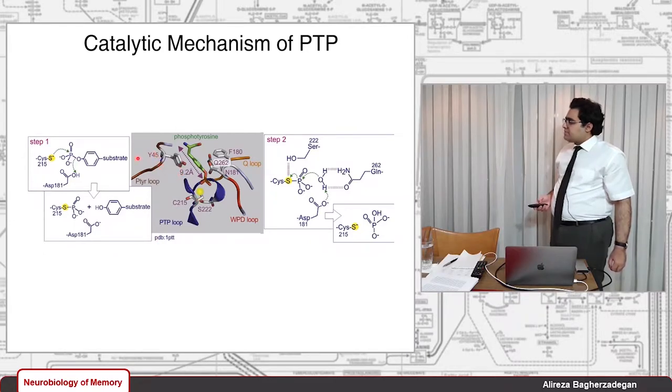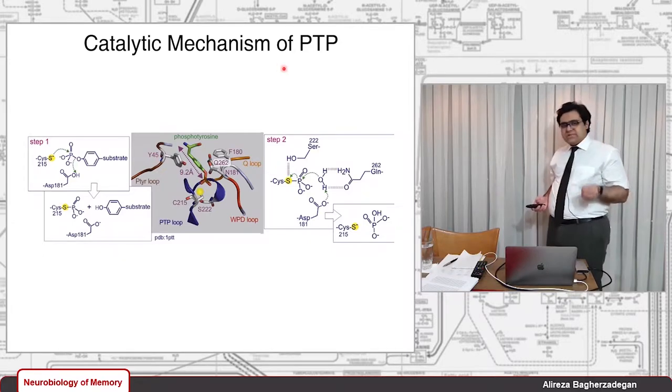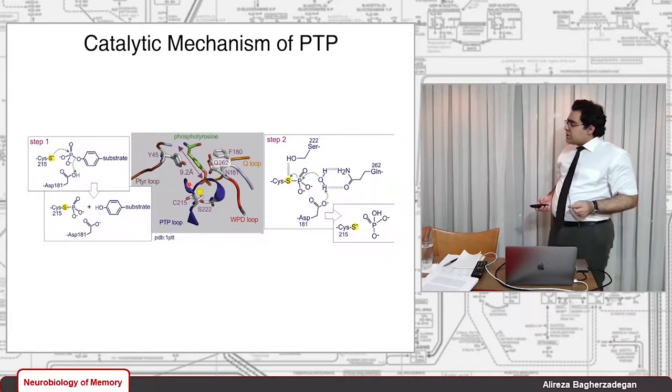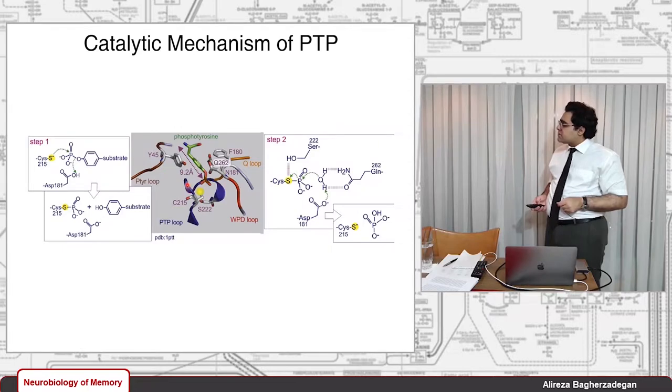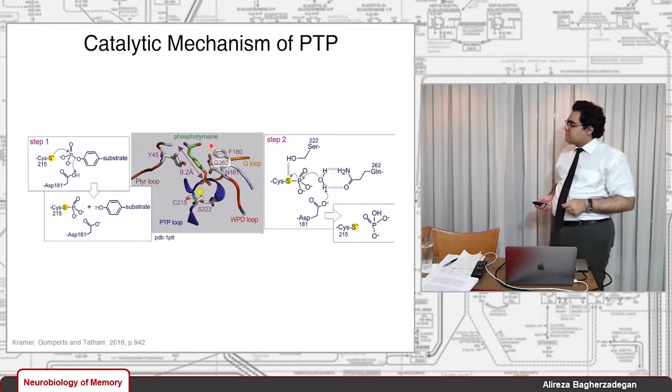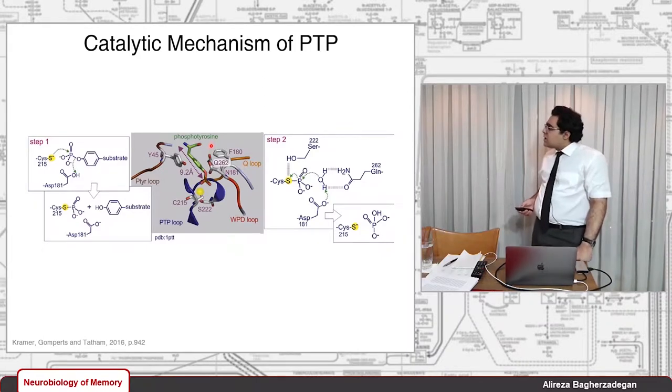And so by doing this, it is actually making the PTP specific for just the tyrosine phosphate, just for this substrate. Because it is too deep, I actually showed you, it's too deep for phosphoserine or phosphothreonine, okay, to contact this catalytic residue. And the reason it is 9.2 angstroms deep is thanks to this tyrosine 45 amino acid, okay? So that was how PTP catalyzes the dephosphorylation of protein tyrosine or phosphotyrosine.